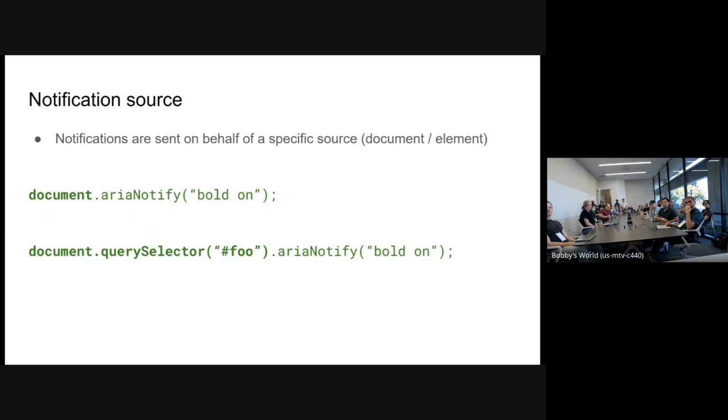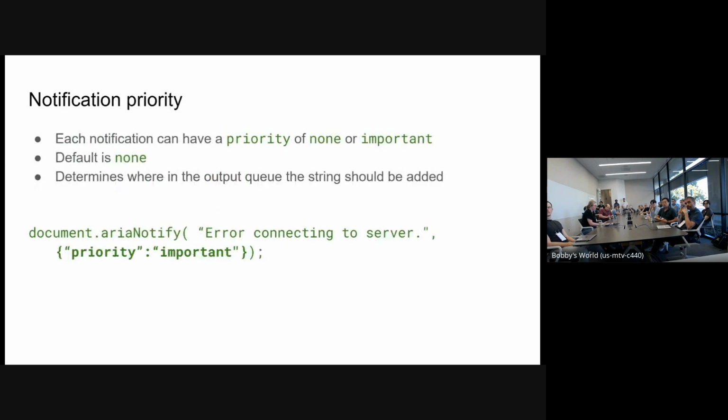Notifications provided by ariaNotify are sent to an AT on behalf of a source node, which can be the document itself as depicted in the first example here, or it could be any other element in the DOM as depicted in the second example. And beyond simply supplying a string to read, ariaNotify also has an option for authors to provide the priority of the notification.